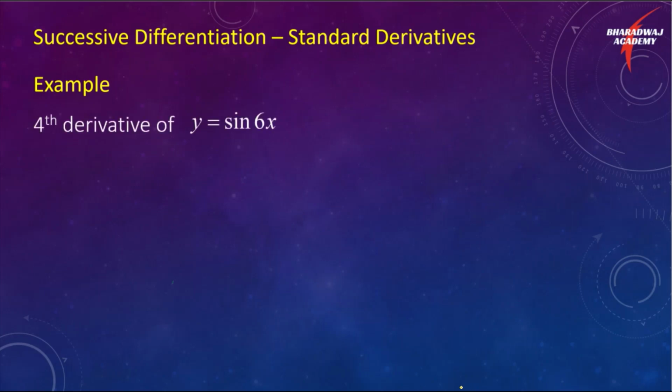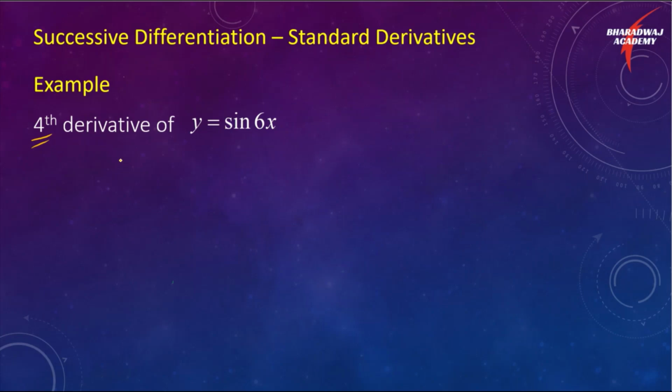What do we have here? Fourth derivative of y is equal to sine 6x. Fourth derivative. What is 4? Whether it's an odd or even number? Of course it's an even number. But why are we doing this odd and even thing right now?